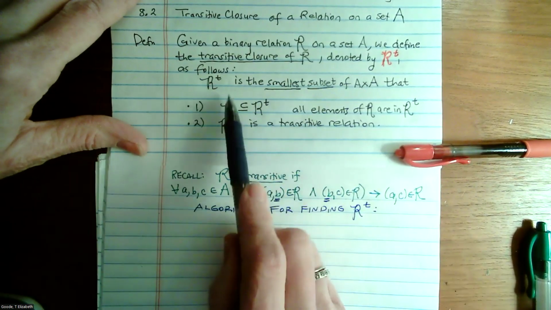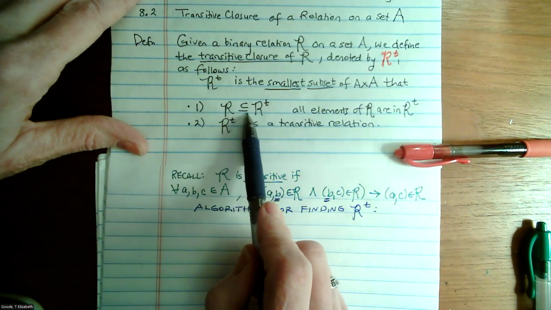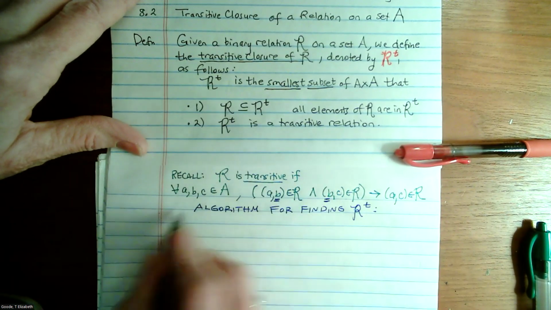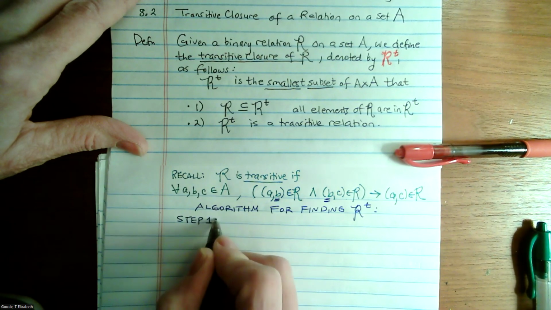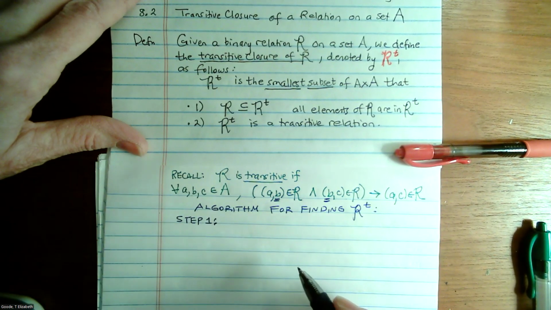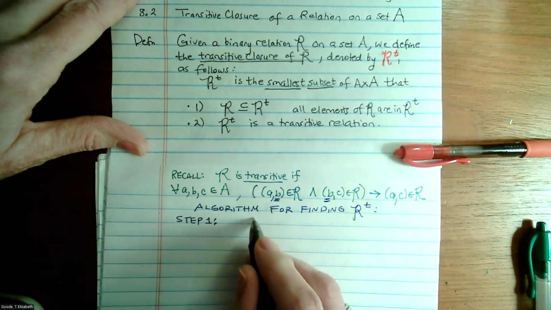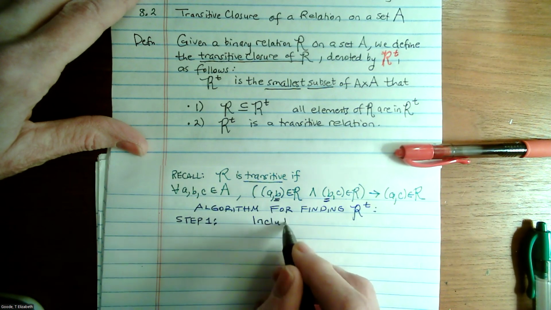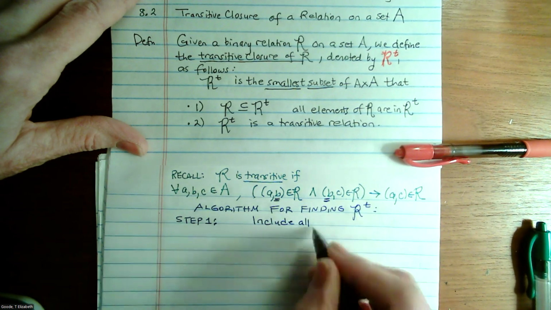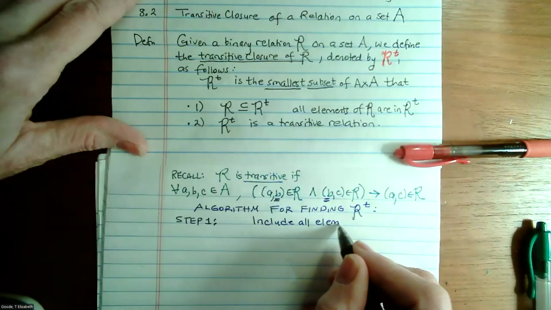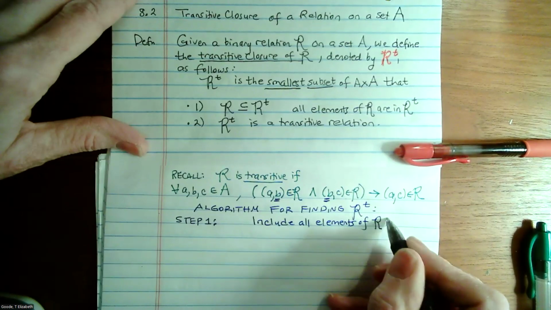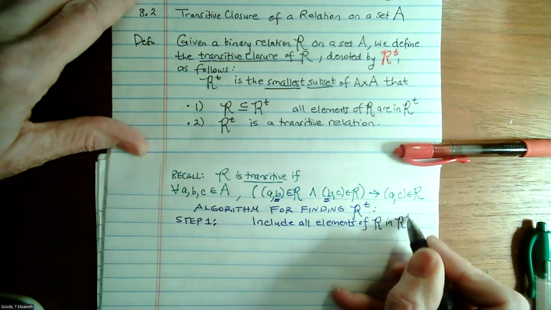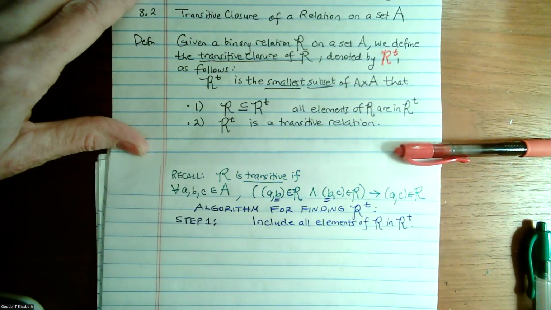Remember, the first thing we want is that R is a subset of RT. So step 1 of the algorithm, remember an algorithm is just a sequence of steps or instructions that we follow. We include all elements of R in RT. We're building RT, so we start with the elements of R. We put them in there.